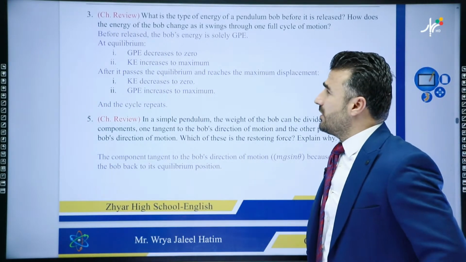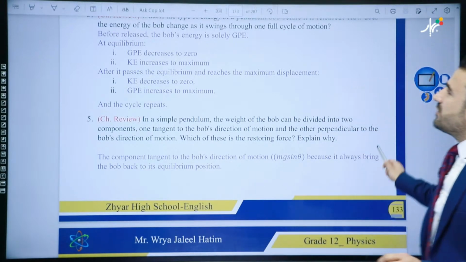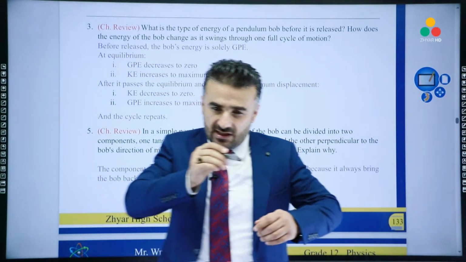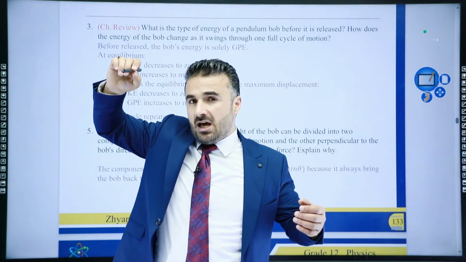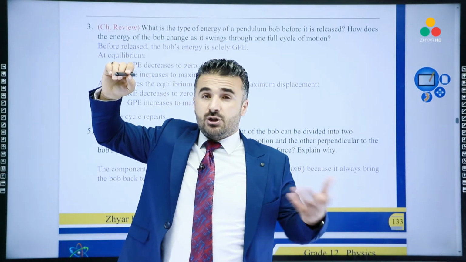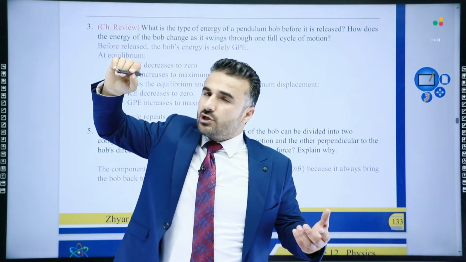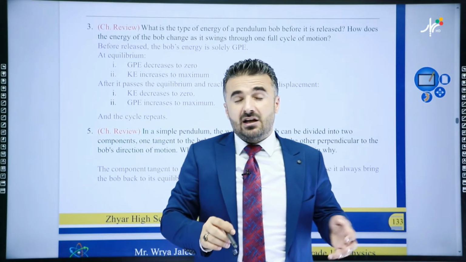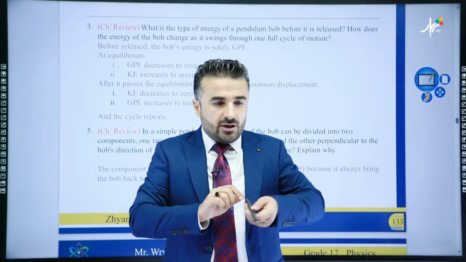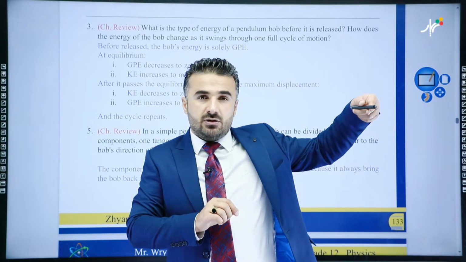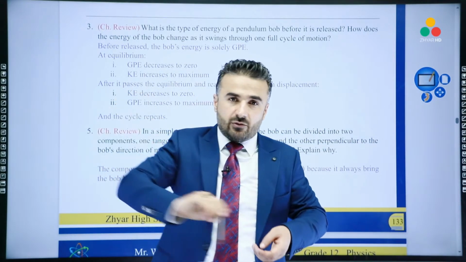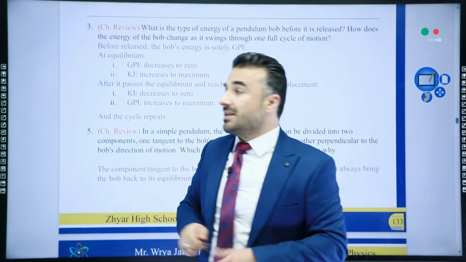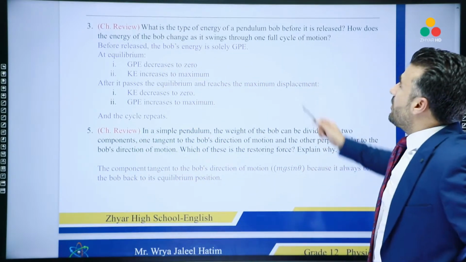We have question 3 in chapter review, which says, what is the type of the energy of a pendulum bob before it is released? Before it is released, let's say you just pull it all the way up. So the type of the energy is gravitational potential energy, correct? Once you let it go, this GPE is going to decrease. All of it will convert to kinetic energy at equilibrium. Then it starts to decrease again until all becomes gravitational potential energy. Then it swings back and forth, yeah? So this energy will change between gravitational and kinetic energy. Okay, so what is the second part?